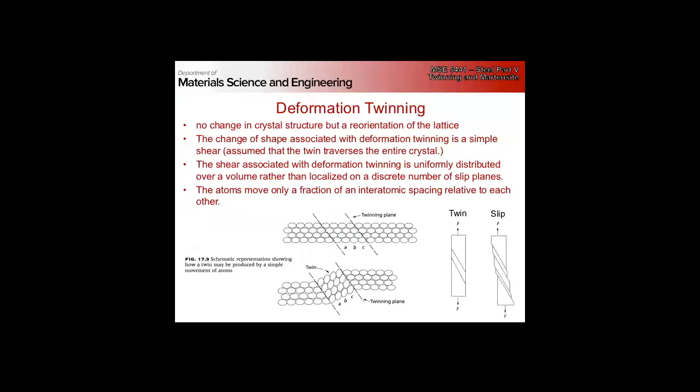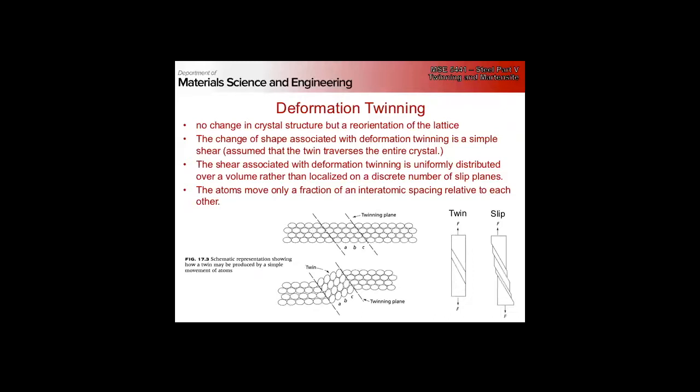Okay, so deformation twinning. We said there was no change in crystal structure, but we do have a reorientation of the lattice. One thing I didn't explicitly put in the notes: we're not talking about annealing twins, right? Those are sigma 3 type boundaries that form as a result of purely thermal forces. As the grains grow, you get lower energy boundaries. Here we're actually talking about deformation twins.